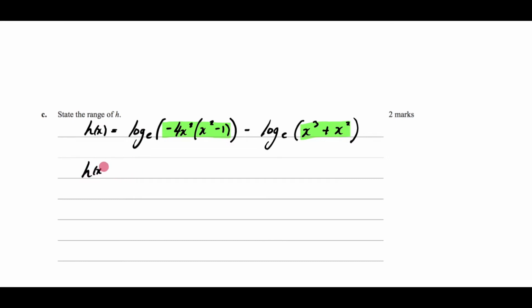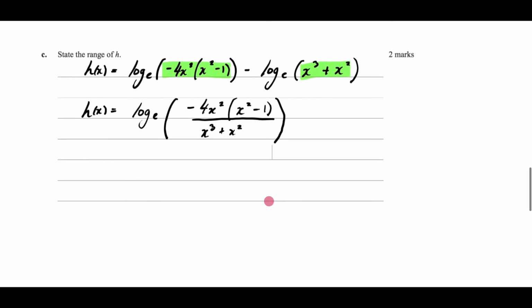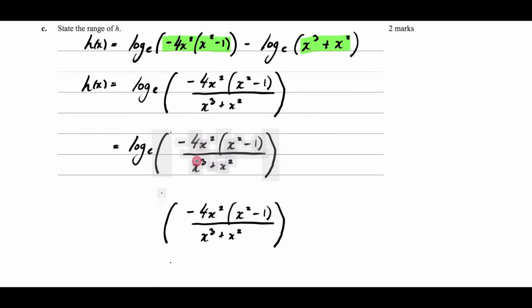So we have h of x. Now, when I have two logs with the same base subtracting from one another, I know that they're simply going to divide. So that means I'm going to get log of e of -4x squared, x squared minus 1 over x cubed plus x squared. Now, what I want to do now is simplify this as much as possible. So the very first thing I'm going to do is take out, if I have this, let me just use the power of technology a little bit here. Control C, Control V, and computer's great.